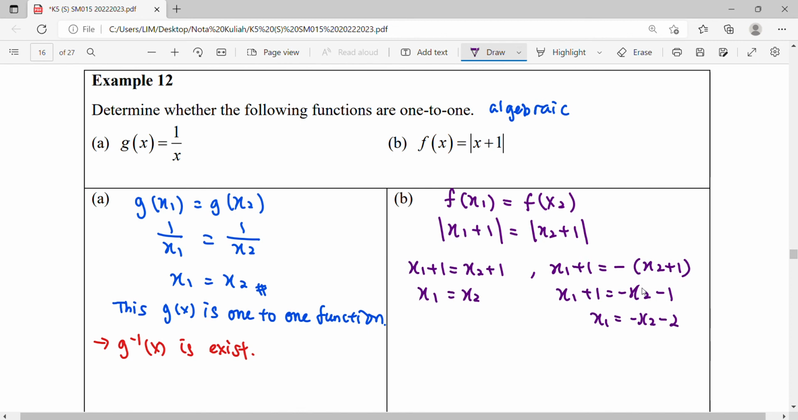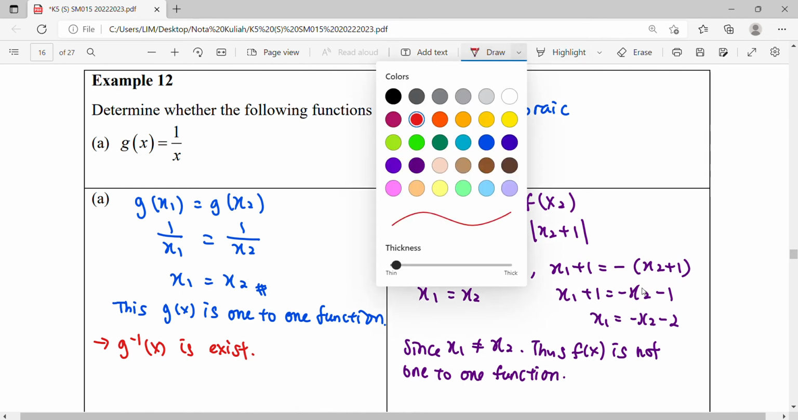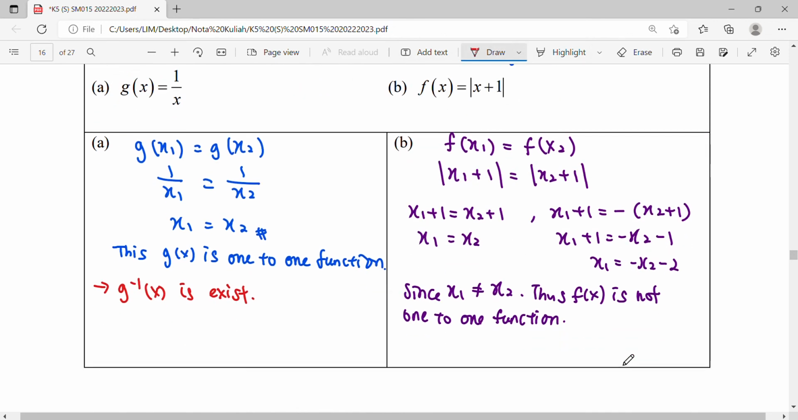So from here, obviously, since x1 does not equal x2, this function f(x) is not a one-to-one function. So indirectly, we can get a conclusion here: the f inverse for this function does not exist.